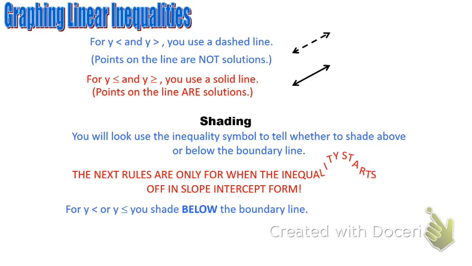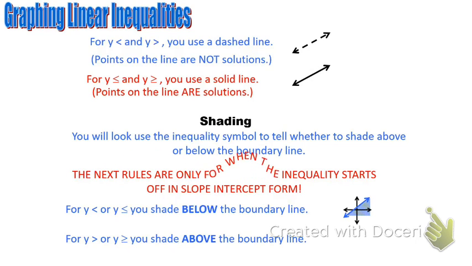Now when it starts off in slope-intercept form, and you have either y is less than, or y is less than or equal to, basically some form of less than, then you're going to shade below the boundary line. When it's less than, we shade like this, or less than or equal. Here this would be a less than or equal because it's a solid line. But when you have y greater, or y greater than or equal, you're going to shade above the boundary line if it starts that way in slope-intercept form. So anytime we have greater or greater than or equal, we shade above if it starts in slope-intercept form.